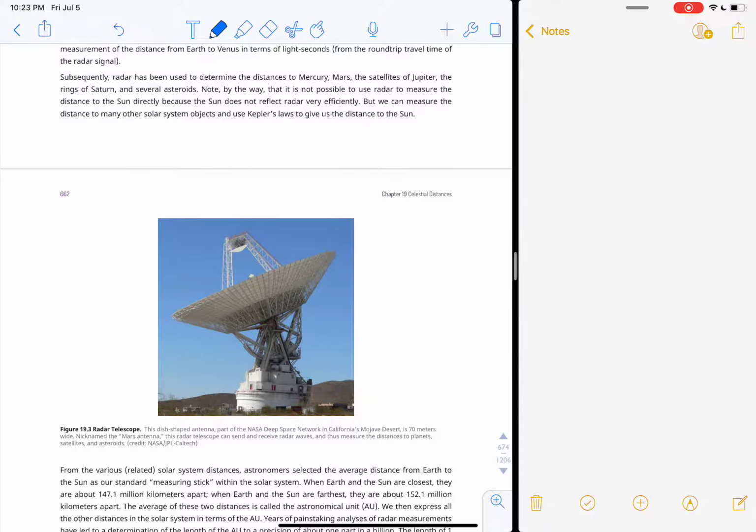Nowadays, we just send a radar signal out from our radar antenna to a planet, and then when it reflects and comes back, we know that the speed of light times the time it takes, rate times time equals distance. So the velocity of light out and back, the time it takes, tells us how far away the trip was, or how long the trip was.